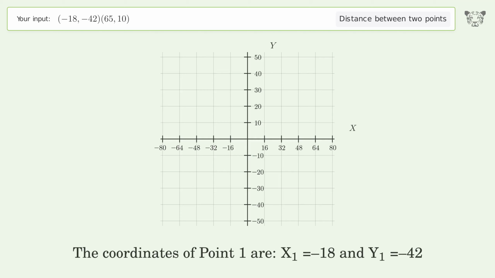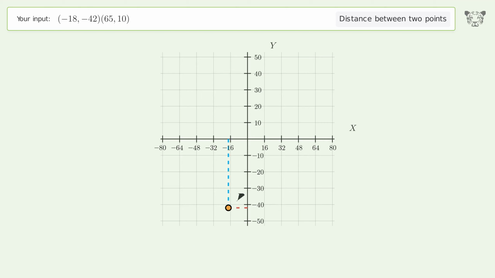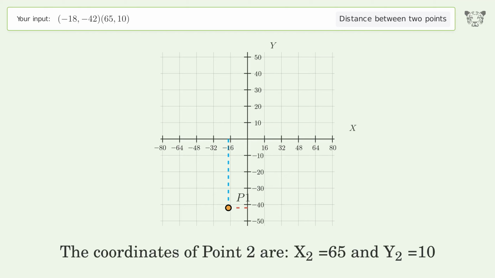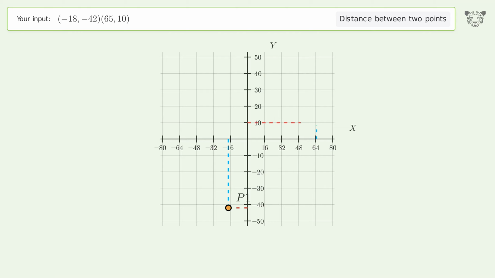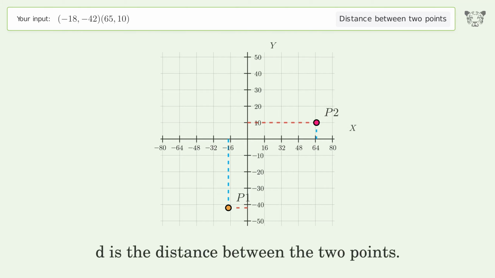The coordinates of point 1 are x1 equals -18 and y1 equals -42. The coordinates of point 2 are x2 equals 65 and y2 equals 10. D is the distance between the 2 points.